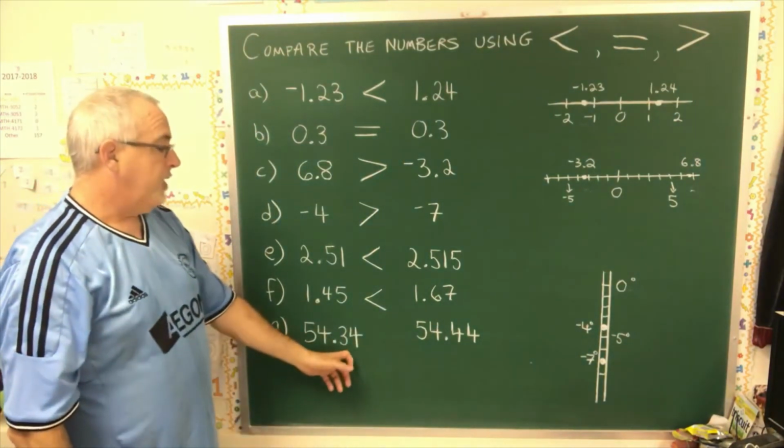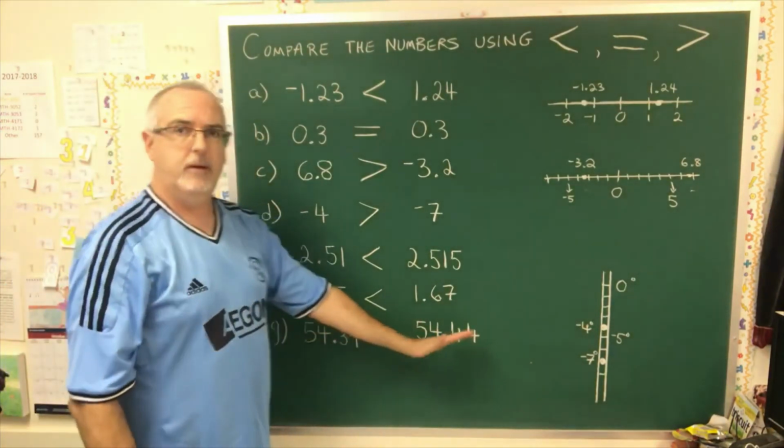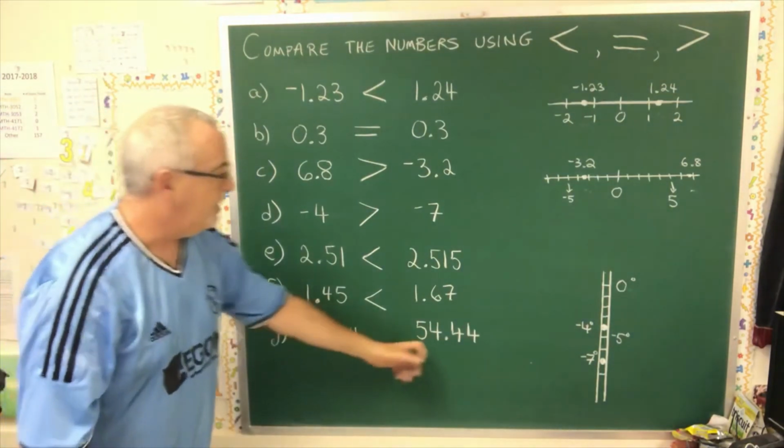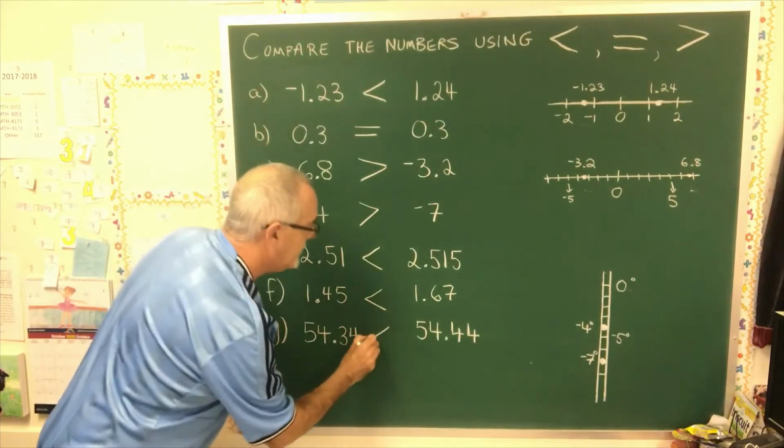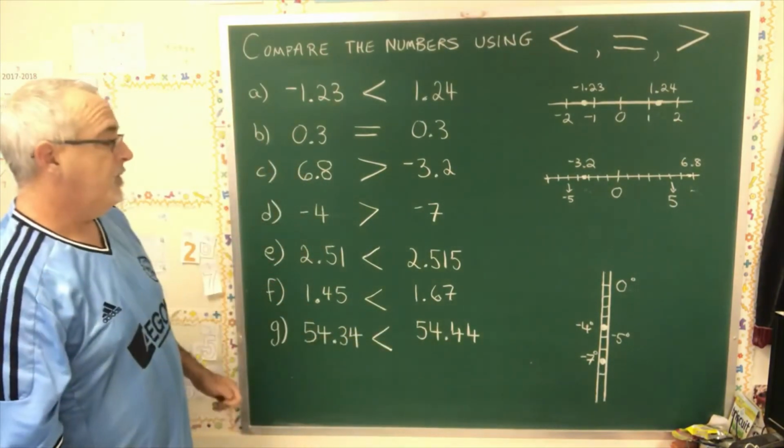And 54.34, 54.44, very close, but the 3 is smaller than the 4. I'm focusing on the tenths again. 54.34 is less than 54.44.